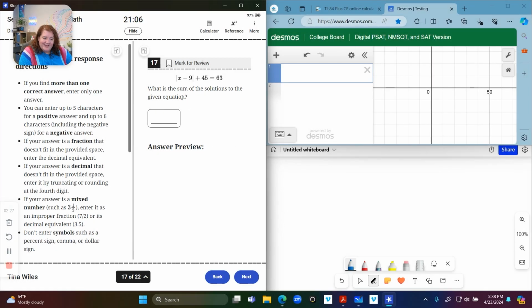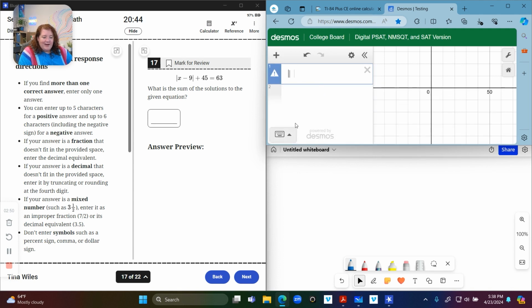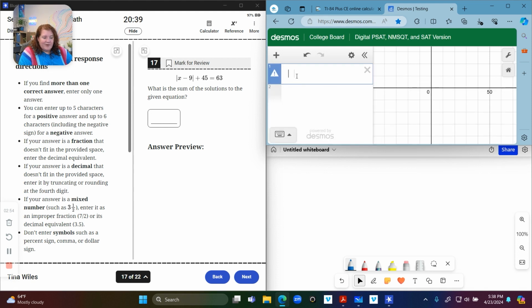Number 17, what is the sum of the solutions to the given equation? I'm going to show you how I would solve this first if I was taking the test. I would just put it directly into Desmos. You can access Desmos within Bluebook by hitting the calculator button. I have it open in another window just to make recording this a little bit easier. To access the absolute value, you just hit the function keyboard. I have the absolute value of x minus 9 plus 45.